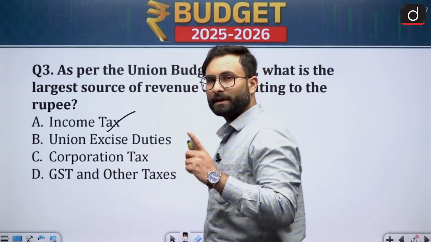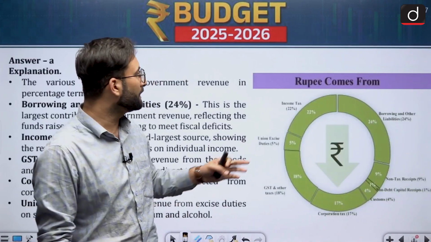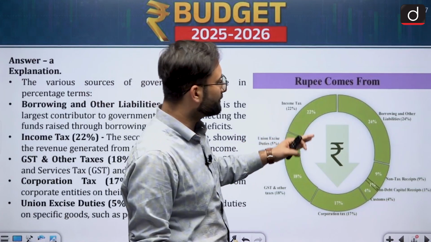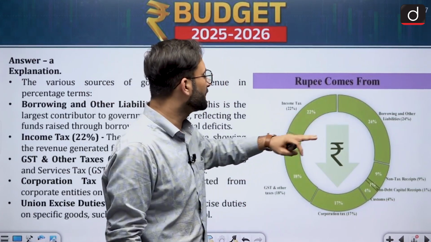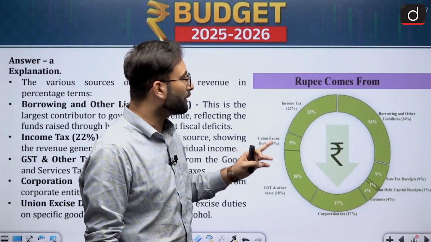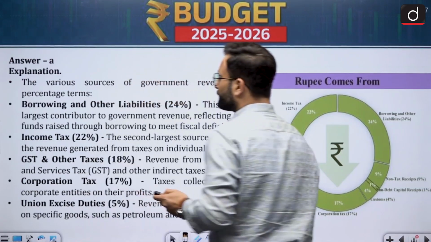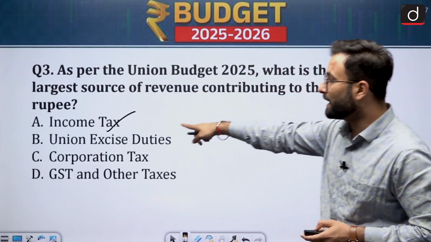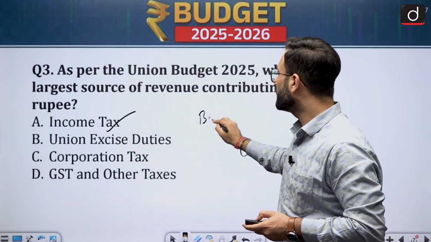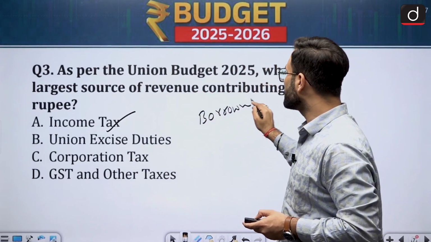When we talk about the various sources of revenue, here are given income tax, then we have GST, then we have corporation tax, we have borrowings and the liabilities. All these things are there. When we talk about the tax, here you can see the largest source contributing towards the rupee, here they have not talked about the borrowings. Okay, so that is why borrowing will not be your answer over here.